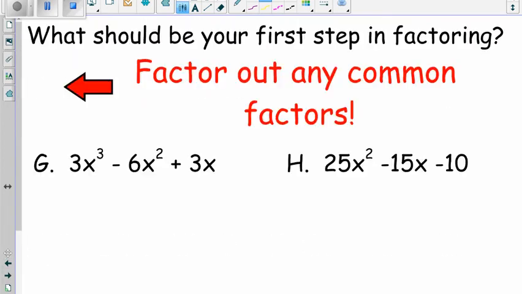All right, factor out any common factors. Okay, so then now we're going to have a greatest common factor. So it looks like a 3 goes into all 3 of those. So I'll bring a 3 out front. All 3 terms have an x, so I'm going to pull an x out.